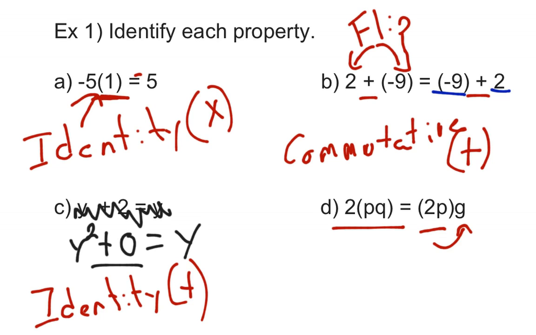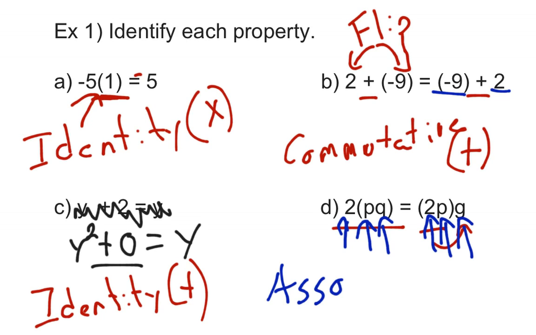So the key to me, though, is look at the order. Did the order actually change around? Meaning the 2 is listed first, then the P, and then the Q. So it goes 2, P, Q. On this side, 2, P, Q. So it's the same number and variables listed in the exact same order. Because we actually didn't flip anything around and change the location, that's what makes this one the associative property. The associative property, and of course, because everything's being multiplied, that's the associative property of multiplication.